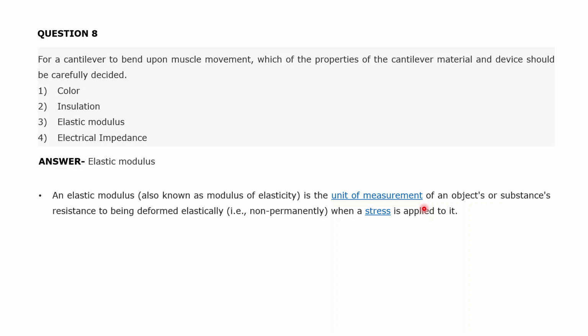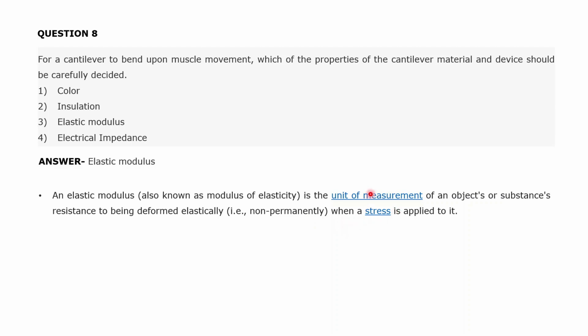But it shouldn't be too thick, and it shouldn't be too thin, because it should not break based on the force being generated. It should also oscillate within an optimum range so that we can make a measurement from there, right? So there should be an optimum range. Elastic modulus is the measure of that object or substance, in this case the cantilever, and its resistance to being deformed elastically, that is, non-permanently. It should reform back, as I said before, when a stress is applied to it.